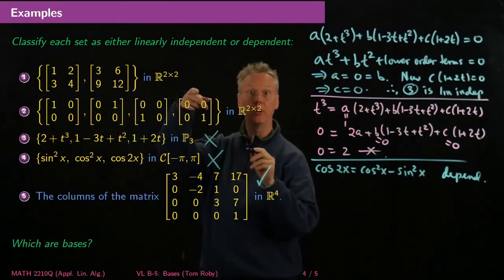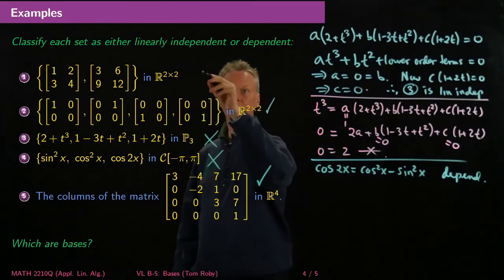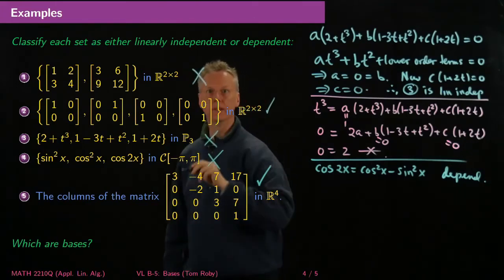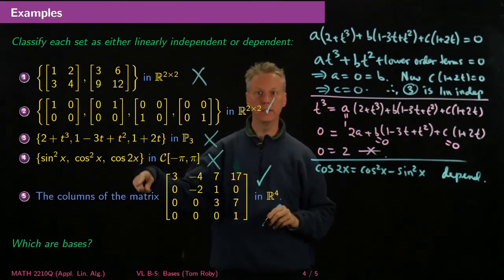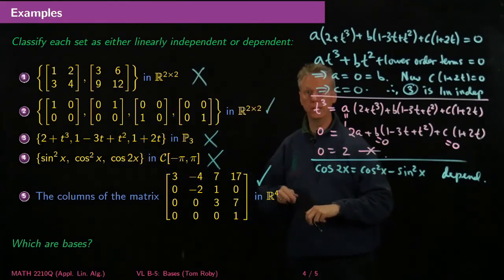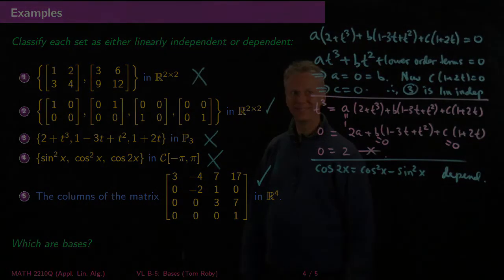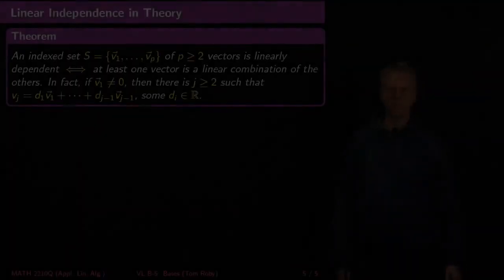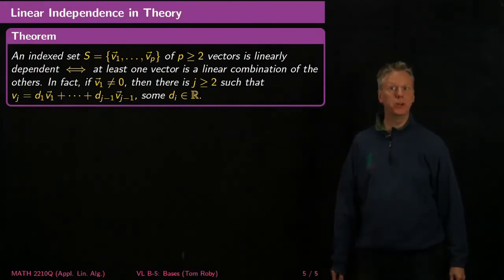These guys we saw were linearly independent and span, so they are a basis. And then these were linearly dependent. So we have not a basis, basis, not a basis, not a basis, basis for these 5 examples. All right, so now that we've looked at a bunch of examples, let's look a little bit at the theory.